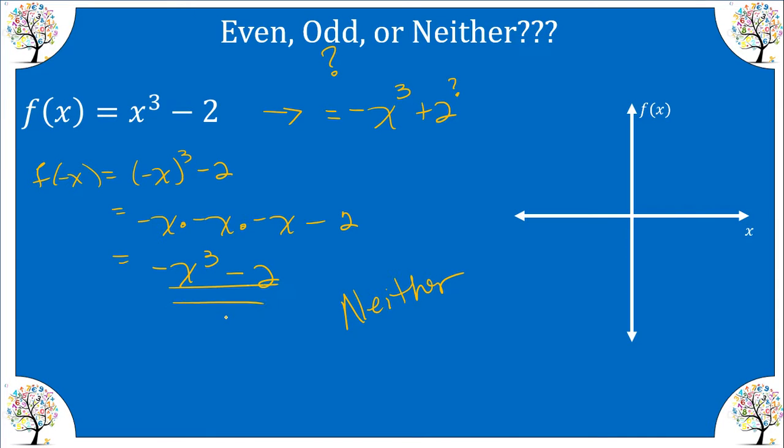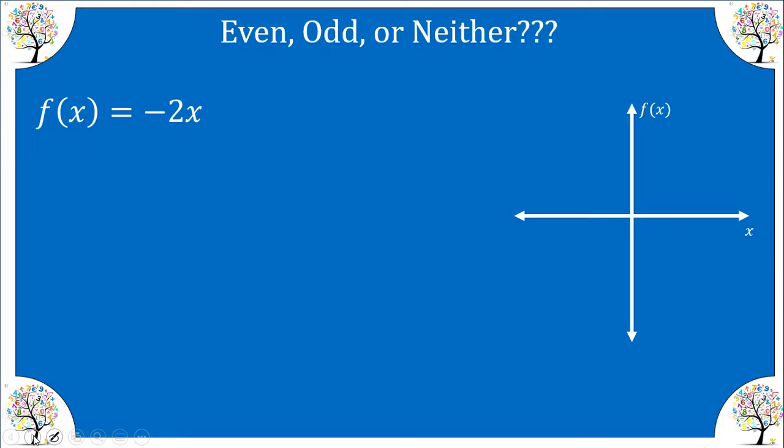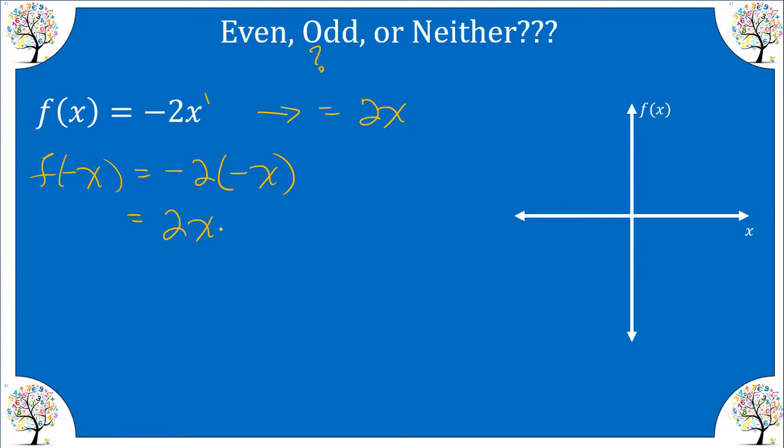We're looking for the same or the exact opposite. To be opposite means to be negated. Every term needs to have the opposite sign as the original. Okay, here we have an exponent of 1. Let's see if this is odd. The negation would simply be 2x. So we're going to plug in negative x everywhere we see an x. Negative times negative is positive, and we do indeed get the negation. So this is odd.